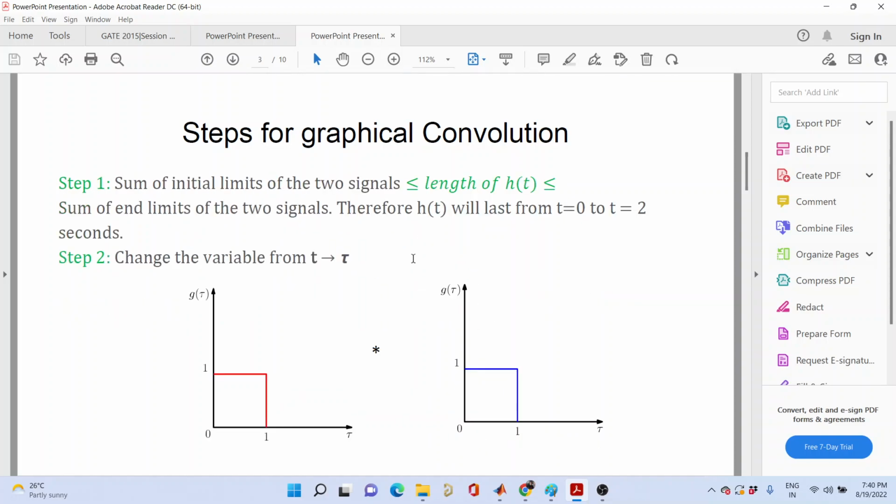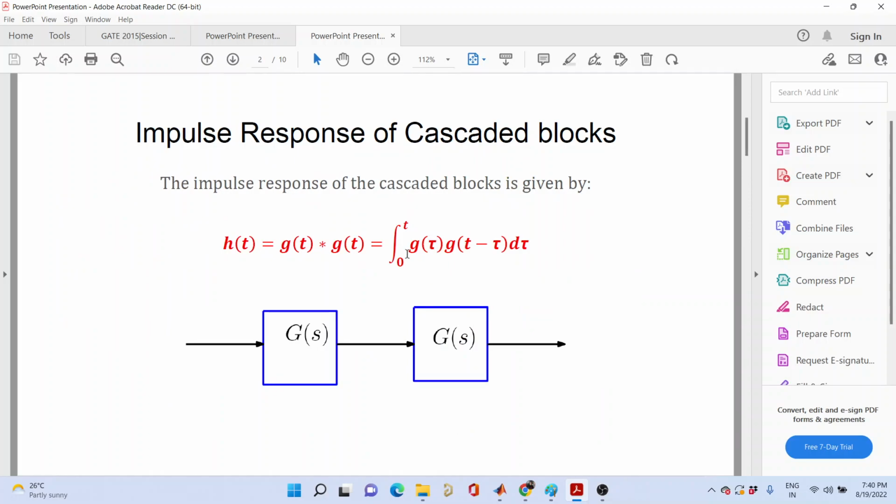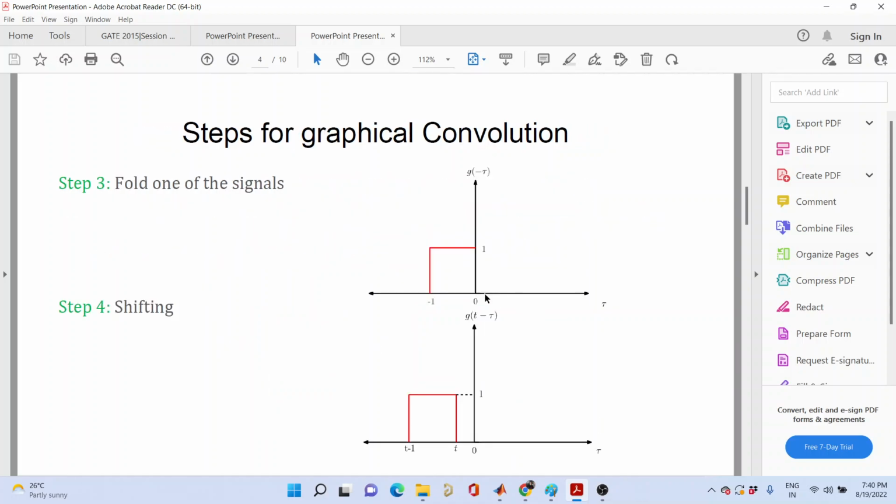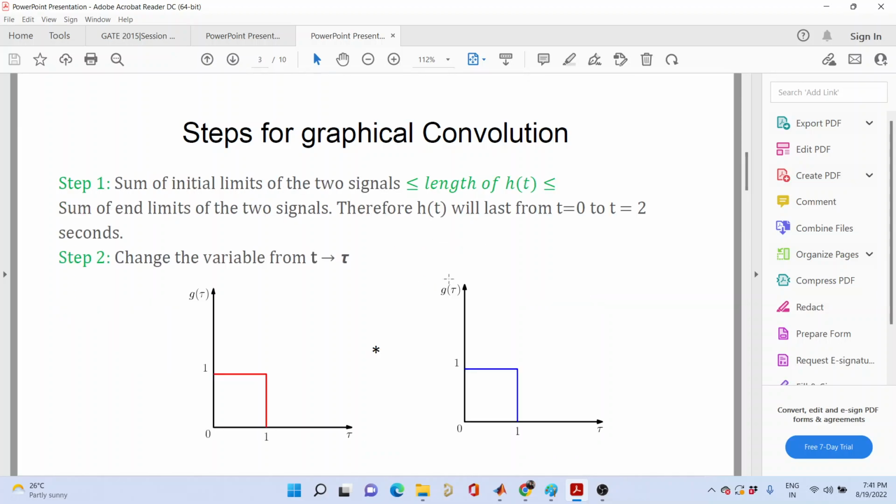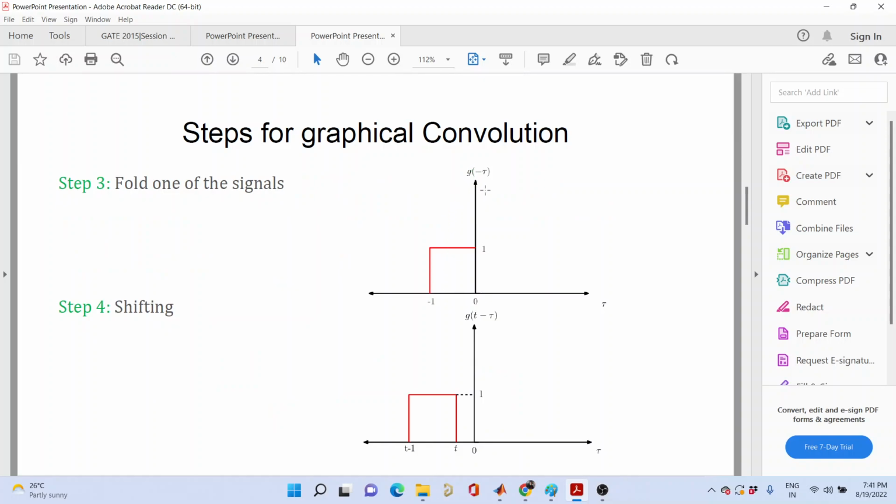Now the next step. What are the two expressions we have? g(tau) and g(t minus tau). I have already got g(tau). What I need is g(t minus tau). How to find g(t minus tau)? First, we find g(minus tau). g(minus tau) would be the folding of one of the signals. So you have folded this signal along the y-axis. So that is g of minus tau, the curve looks like this.